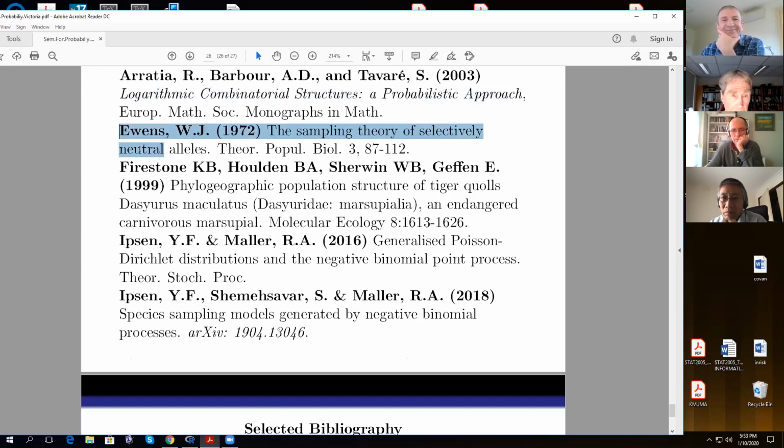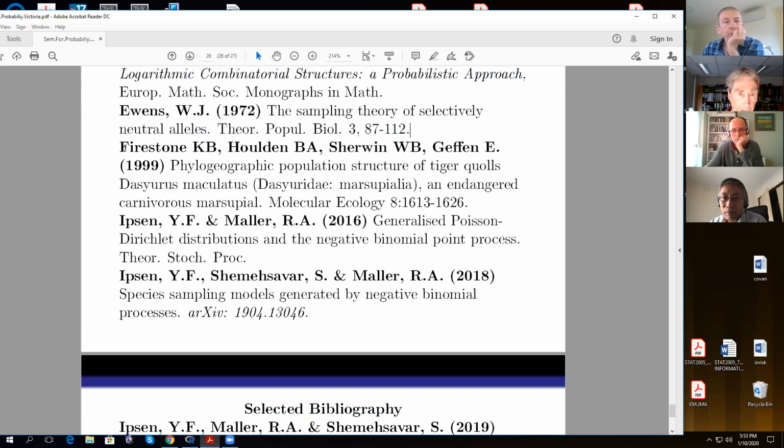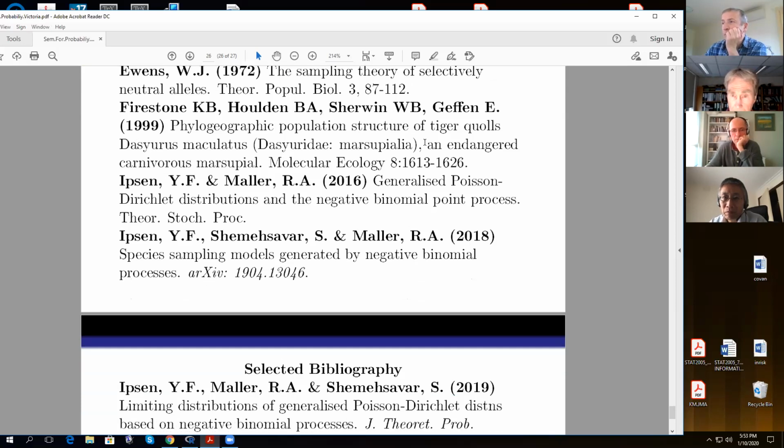Famous Warren Ewens, of course, where it all goes back to the genetic application, is Warren's paper in 1972, Sampling Theory of Selectively Neutral Alleles, a very famous paper in this area. Firestone, Hulden, Sherwin, Geffen is where we found the quoll data, phylogeographic population structure of tiger quolls. Fascinating paper, and they don't actually have my picture of the quoll there. I found that in Google.